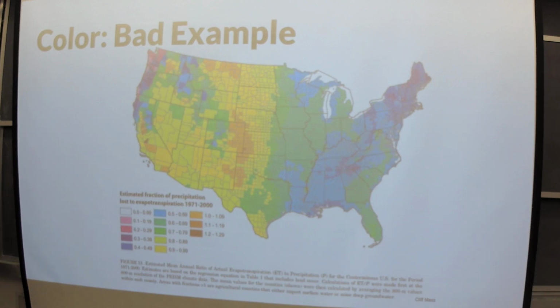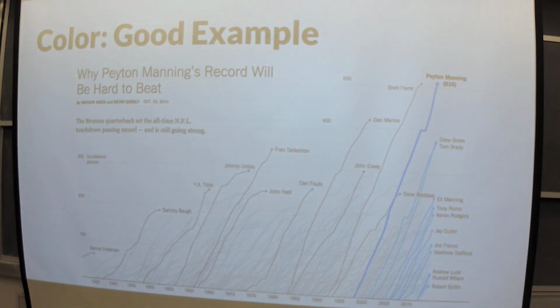Well, maybe they wanted to make it possible for people to read precise values, right? That would be trickier if I had a grayscale. I couldn't easily make people read precise values. But for getting a gist of where we have a lot of evaporation happening, that's just really not a good color scale. Now here's a good color scale.